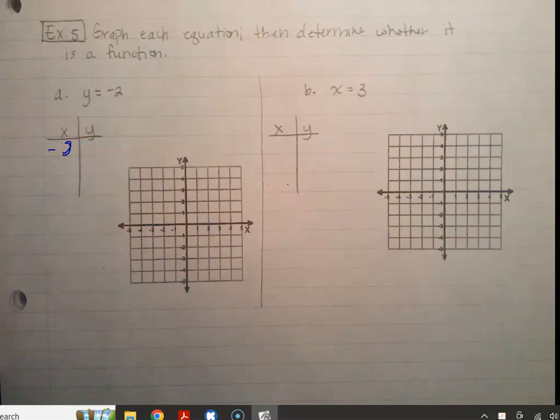If my board would work, it decided to give up on me. My eraser's not working. There it goes. I think the glitch is over.